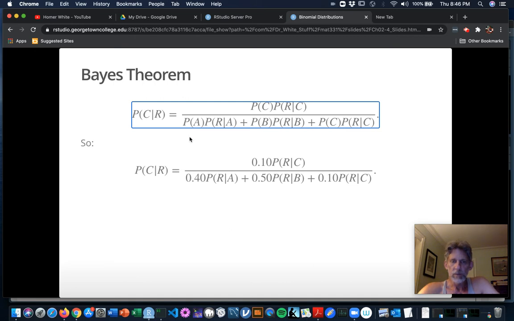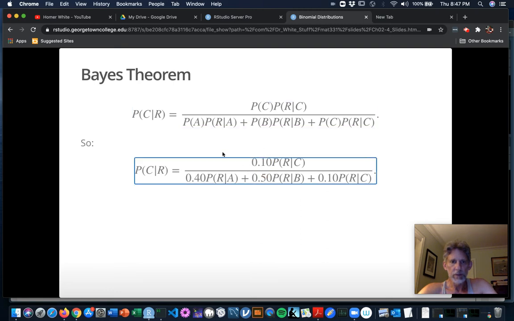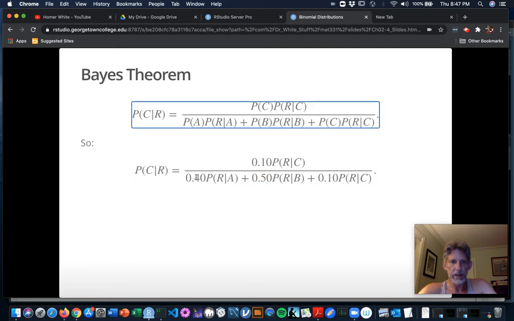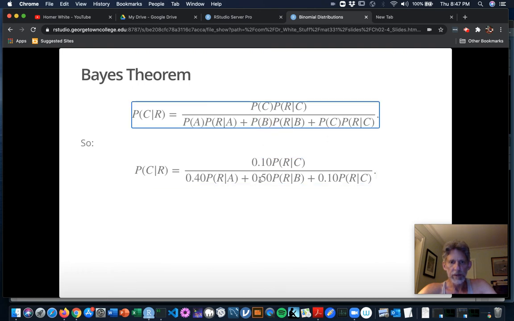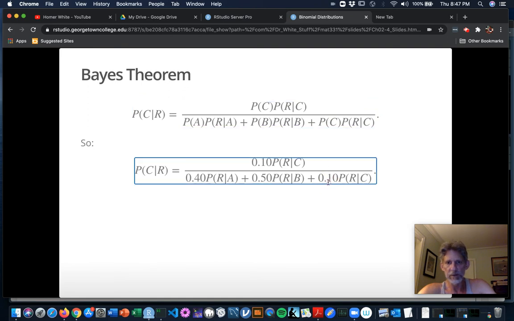And so let's just fill in what we know. The prior probability on C is 0.10. The prior probability on A is 0.40. The prior probability that it came from B is 0.50, and the prior probability that it came from C, again, is 0.10. We just need to get these other conditional probabilities, like what's the chance that you would reject a shipment that came from Company A, and so on.